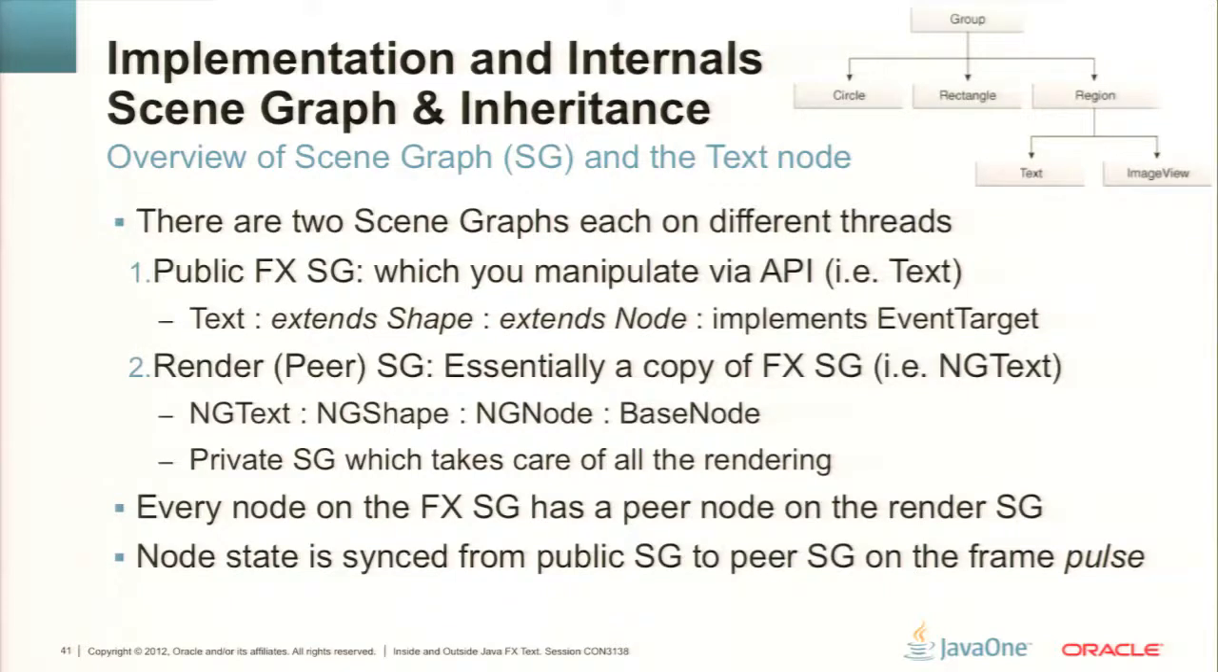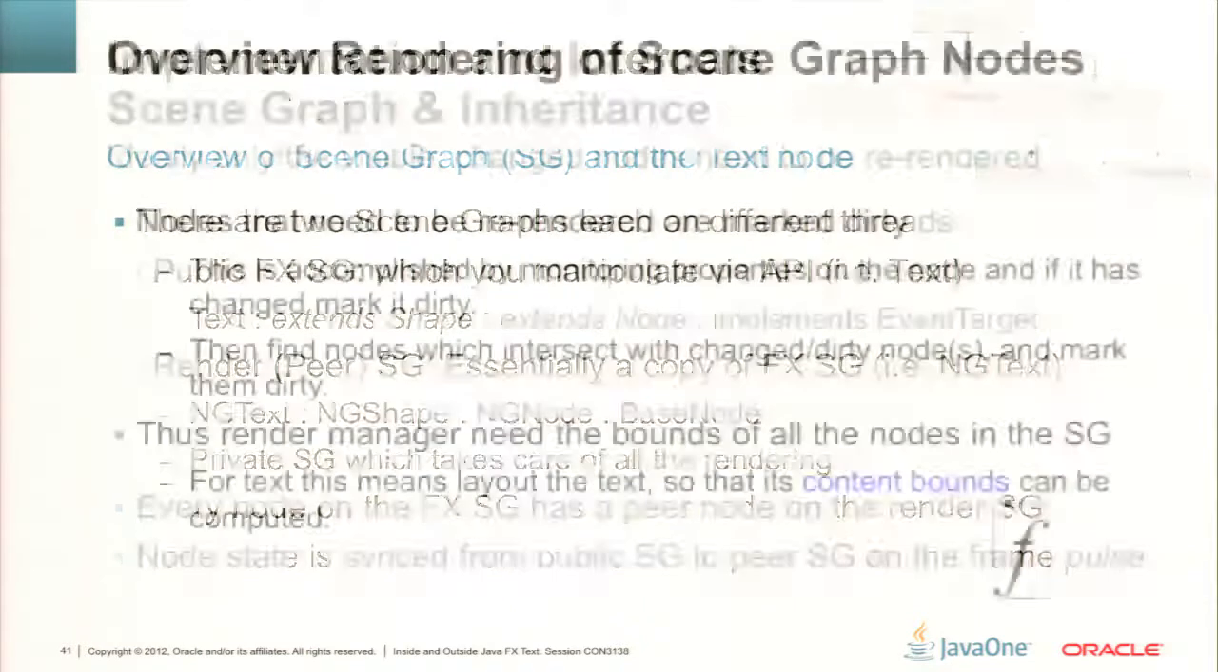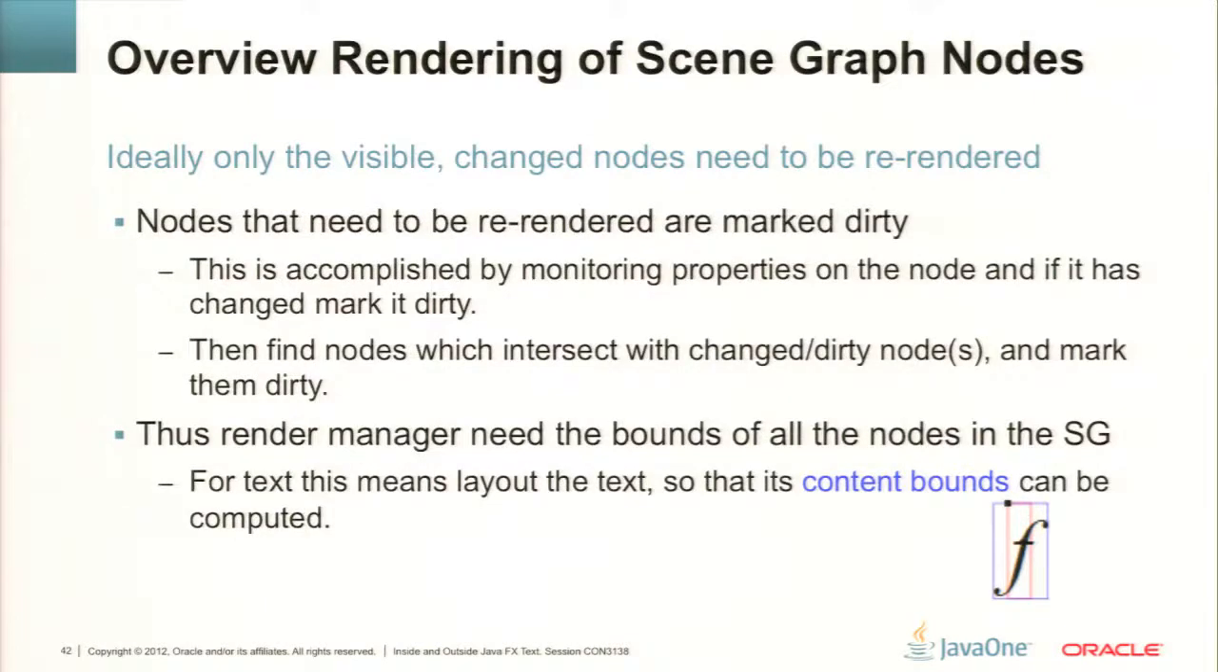Now, there's a hidden node, which is called the peer of the text node that you have on the FX SceneGraph. It has some of the same hierarchy, etc. But it's called NGText. NGText extends NGShape, and NGShape extends NGNode and base node, etc. So I want you to remember that. So we go to the next slide. Which is wonderful, it inherits all that capability of the base node. You can translate it like any other graphical object and do most things to it. It has the attributes of shapes, so you can stroke it, etc.